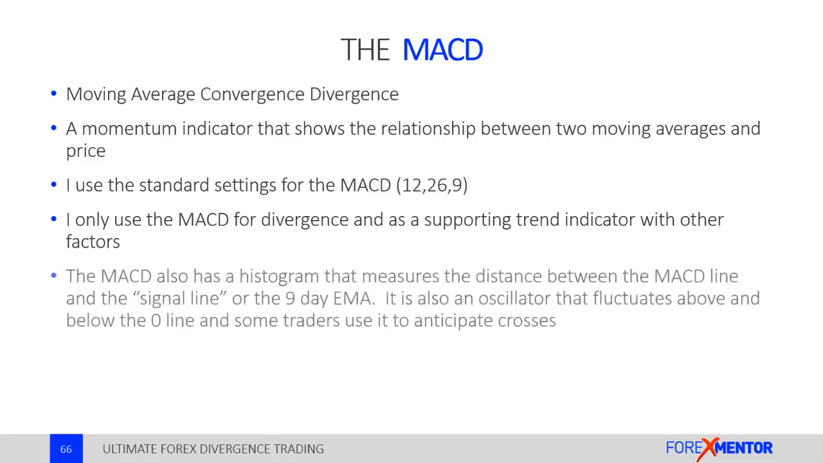Now the MACD also has a histogram that measures the distance between the MACD line and the signal line, or the 9-day EMA. The 9-day EMA is also known as the signal line. So it's also an oscillator that fluctuates above and below the zero line, and some traders will use that to anticipate a cross. When they see some weakness in the histogram, they'll anticipate a cross. When they see strength in the histogram, they'll look for a cross.